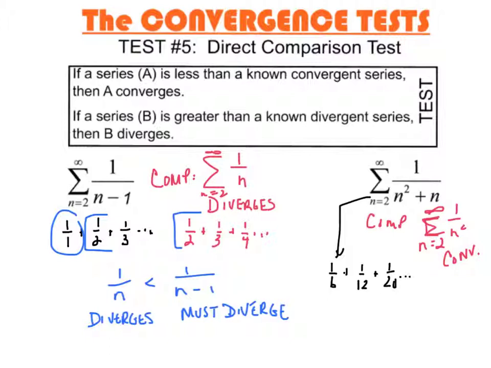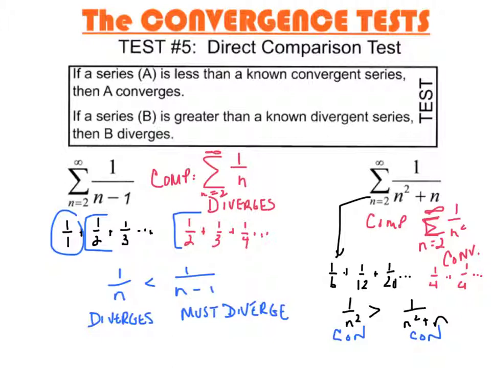Whereas this other series would be 1/4 plus 1/9, and so on. Obviously, the red series is bigger than the black series. So 1 over n squared is bigger than 1 over n squared plus n. And since 1 over n squared converges, 1 over n squared plus n must also converge. Very similar to the squeeze theorem and sandwich theorem, where if we can prove that something is being squeezed below something that converges, we can show that it also converges.